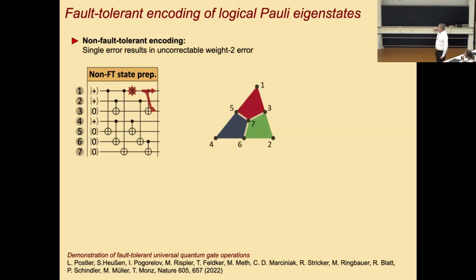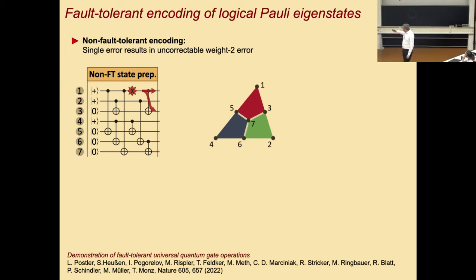What we did is to prepare logical states and then also run logical gates. So for the logical state preparation, we started in some simple physical state and then ran this circuit of eight CNOTs. The details are not so important. If everything works right here, we would again prepare the logical 0 as before.